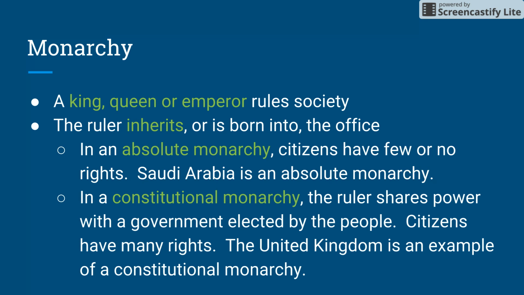In a constitutional monarchy, the ruler shares power with a government elected by the people. Citizens have many rights in a constitutional monarchy. The United Kingdom is an example of a constitutional monarchy.